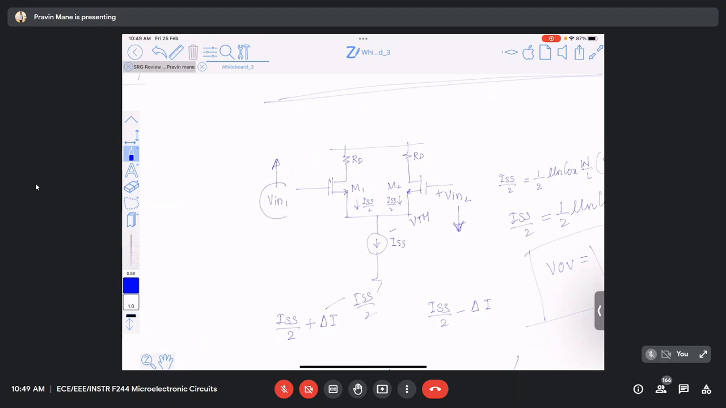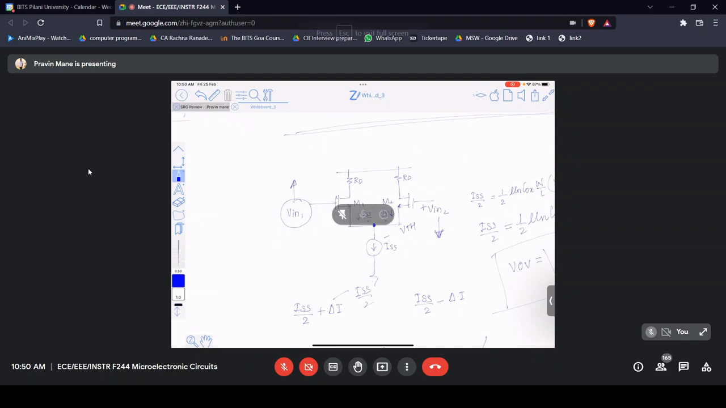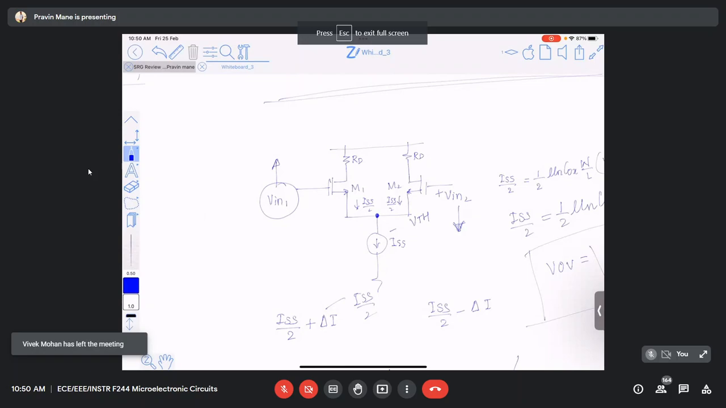So can you tell me what will be the value of this V in 1 at which the current through M1 becomes equal to ISS and the current through M2 becomes equal to zero? VTH. What is the voltage here? So V in common mode minus VTH. What voltage have you applied here? So V in common mode minus V in 1, V in 2, right?